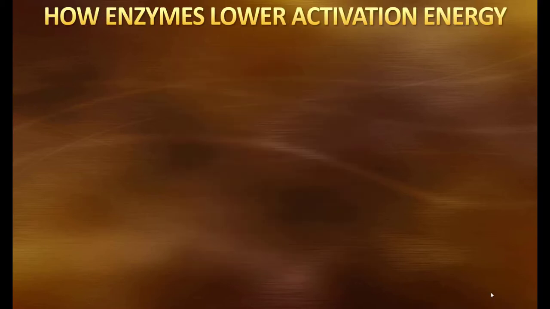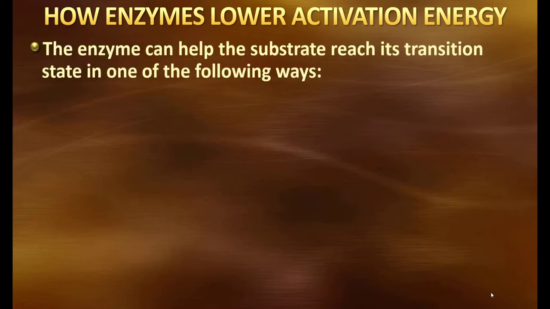Enzymes increase the rate of chemical reactions by lowering the activation energy required for the reaction. Remember that activation energy was that hill that we have to overcome in order to let the reaction go. How is it that enzymes do this? How do they allow the substrate to reach this transition state so that it lowers that activation energy and allows the reaction to occur? And it can happen in several different ways.